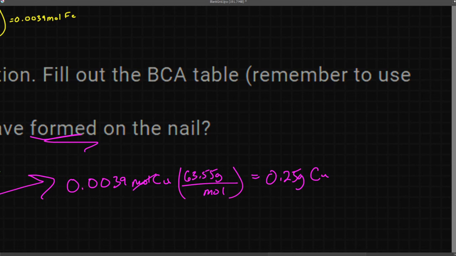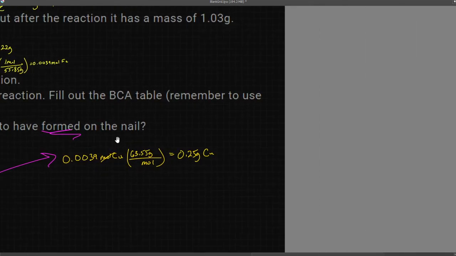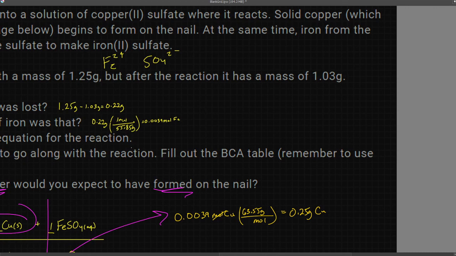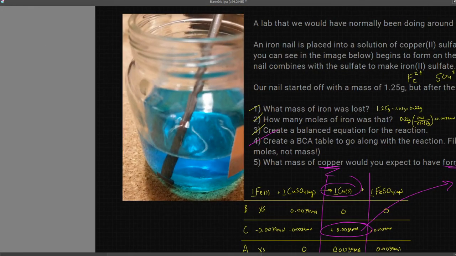But yeah, if we do this reaction, we end up losing 0.22 grams of nail and gaining 0.25 grams of copper. We're not creating any mass. What we're doing is exchanging it. This iron breaks, 0.22 grams of this iron gets dissolved into the liquid, and 0.25 grams of this blue stuff actually solidifies onto the nail. So we see this exchange. Afterwards, we can remove that copper from our nail.